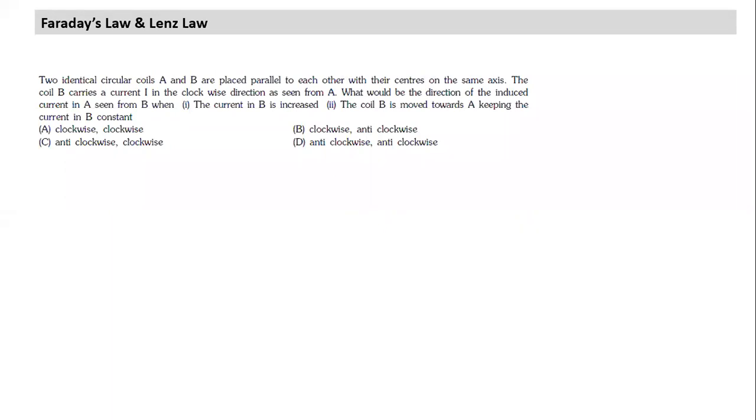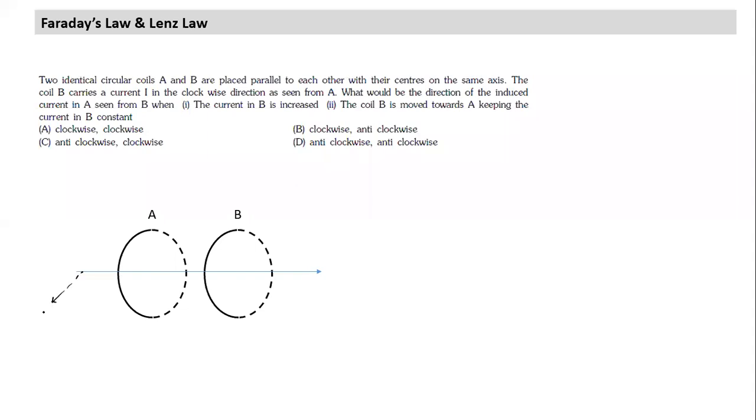Let's look at one more application of Lenz's law. Just read the question, then we'll draw a figure. There are two identical circular coils A and B. I hope you understand what the dotted mark means. These two coils are perpendicular to the plane of the figure. This side is nearer to us, this side is away from us. This is something we can only visualize in 3 dimensions.